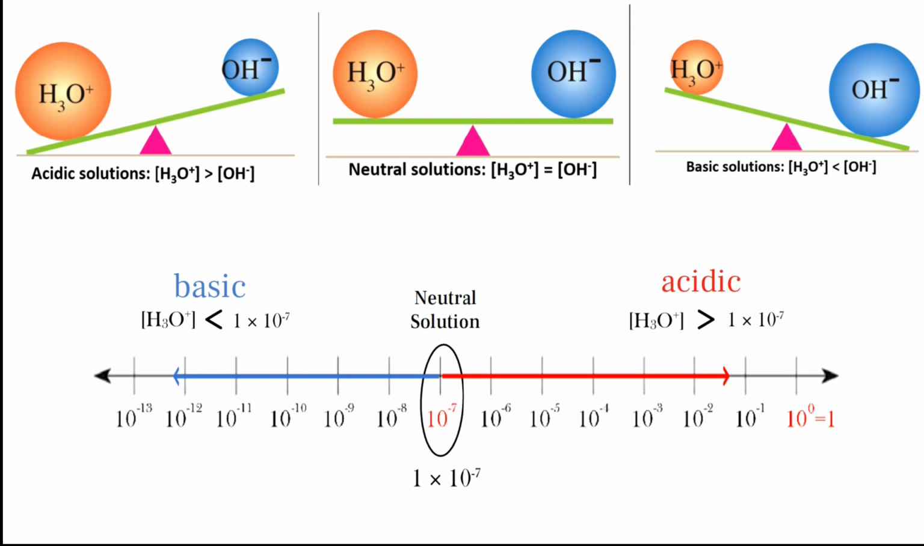On the other hand, if we depend on the concentration of OH-, and as we know, the increase of its concentration in the solution indicates an increase of the alkalinity of this solution. If the concentration of OH- is greater than 1 times 10 to the power of minus 7, this indicates that this solution is basic. Whereas if the OH- concentration is less than 1 times 10 to the power of minus 7, this indicates that this solution is acidic.